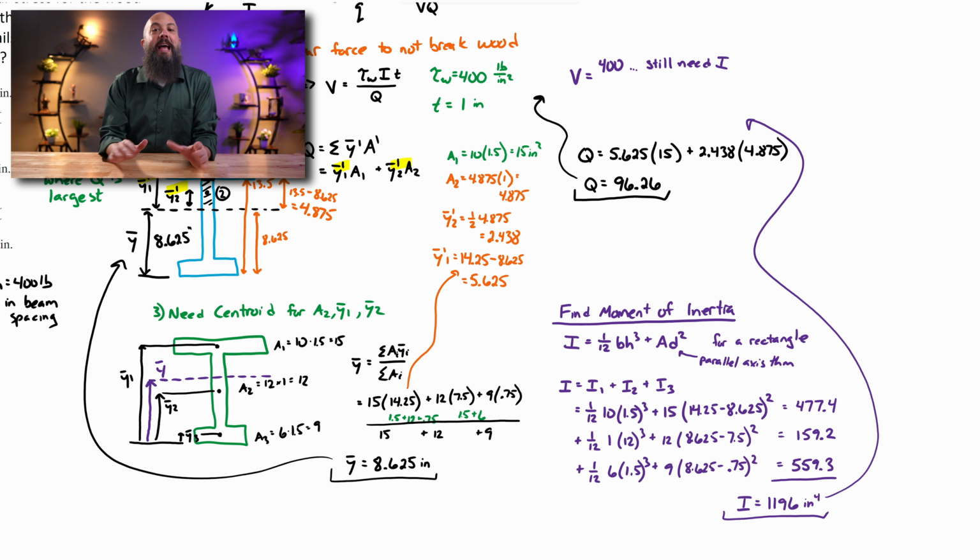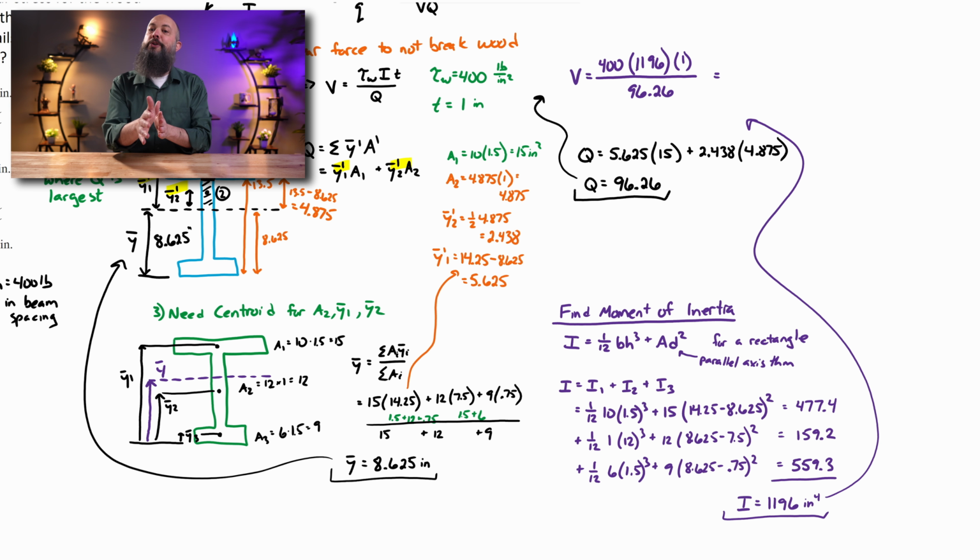So another difference, area moment of inertia is inches to the 4th power. Q was only to the 3rd power. It was a distance times an area. The area moment of inertia is BH cubed, right? You've got 4 length terms in there, so inches to the 4th.